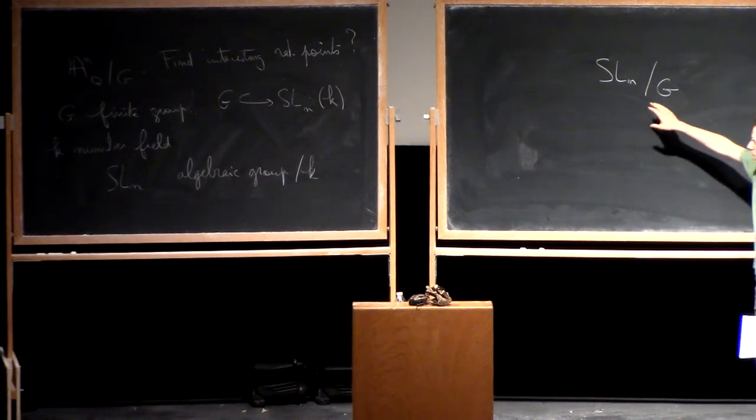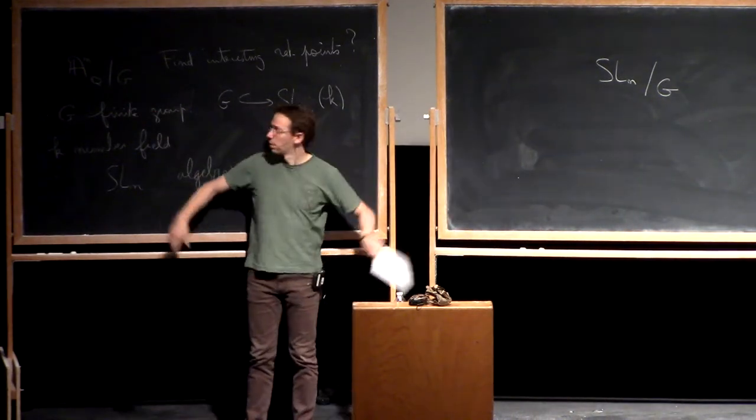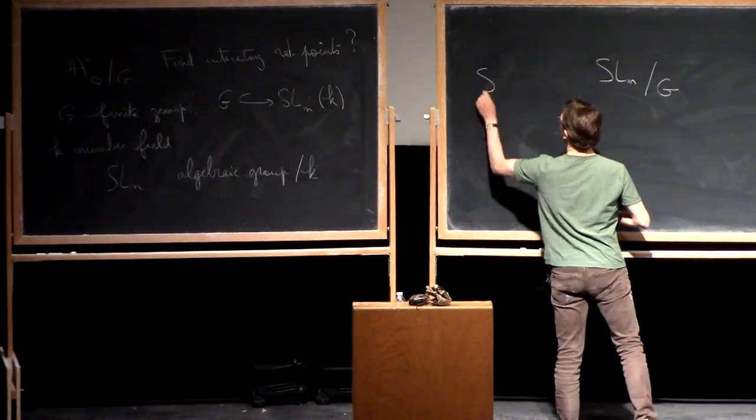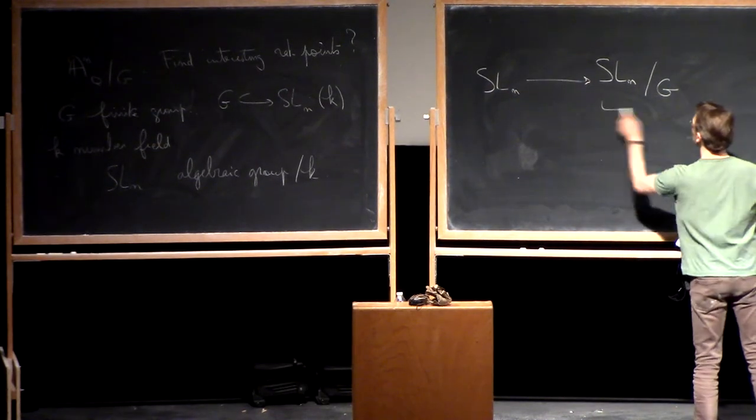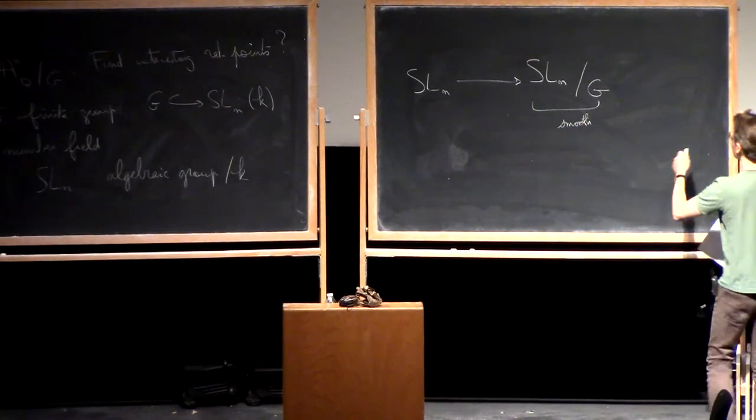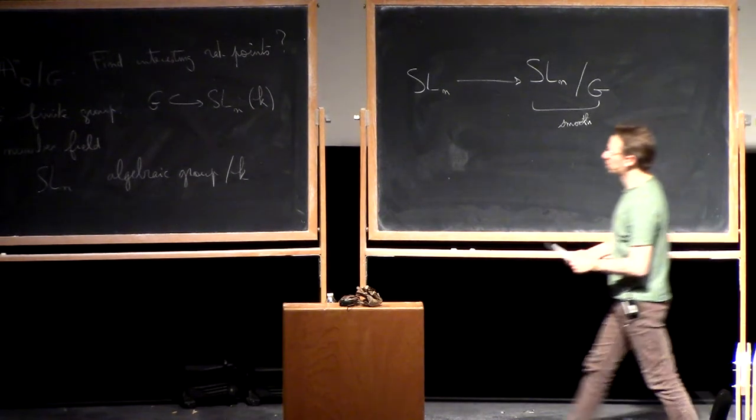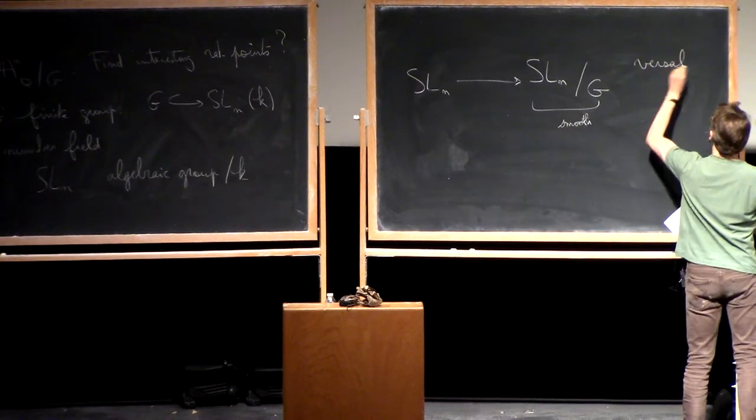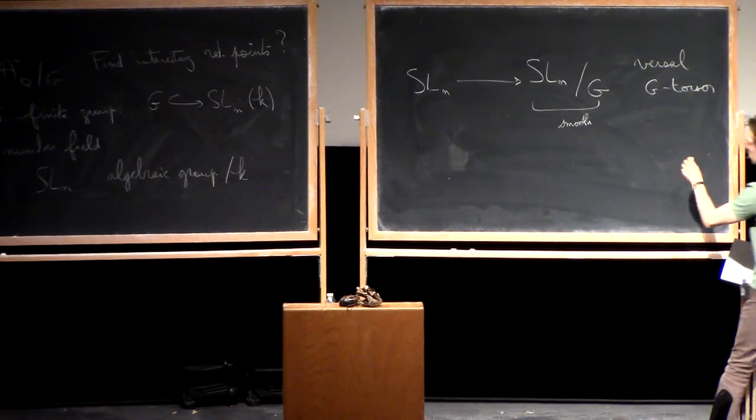And why is it better than this one? It's, well, because the action is free, so this is smooth. Here you have singularities, so it's more convenient to work with this. So here we have SL_n goes to SL_n mod G. So this is smooth. So this is a G-torsor. And it turns out to be a versal G-torsor, just in the same way that we got a versal G-torsor with affine space. OK, I emphasize these are varieties over K.